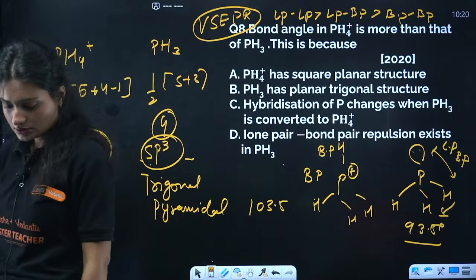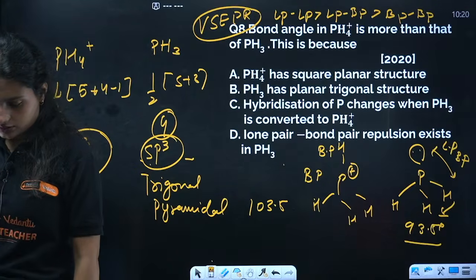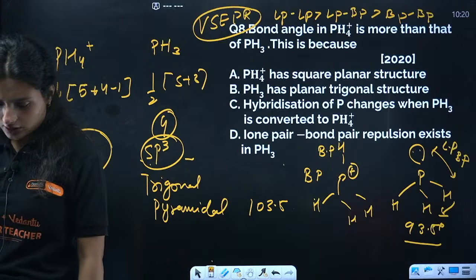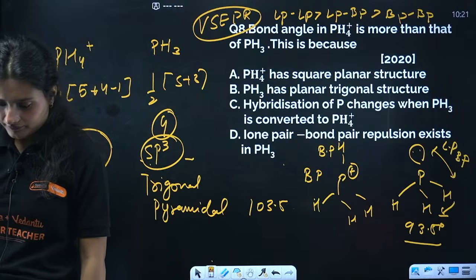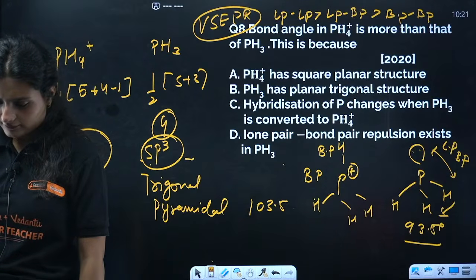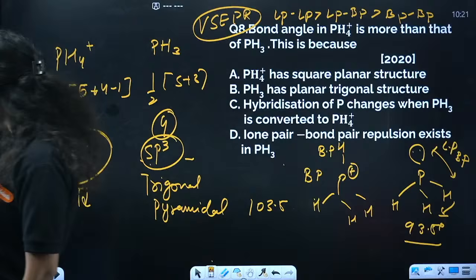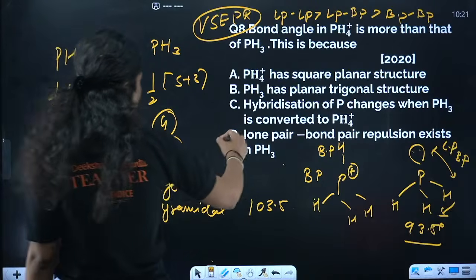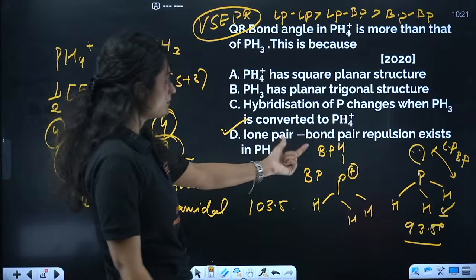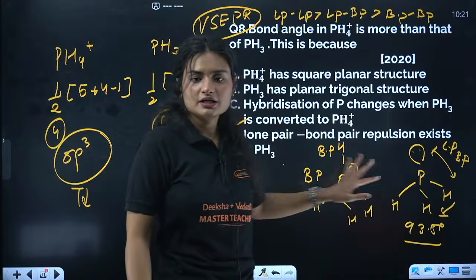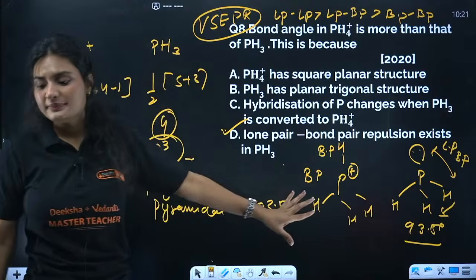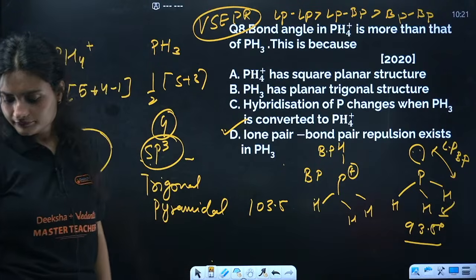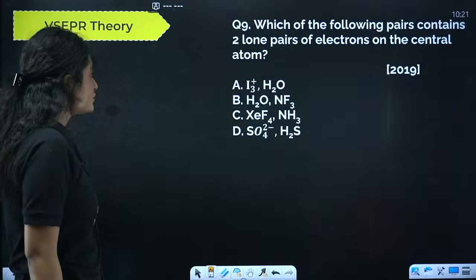Clear? Okay. Done. Hint I gave you. So the correct answer is option 4, because of the lone pair, bond pair repulsion existing in PH3. There is no lone pair, bond pair repulsion in PH4 positive. Okay, clear? Next question. Answer it.